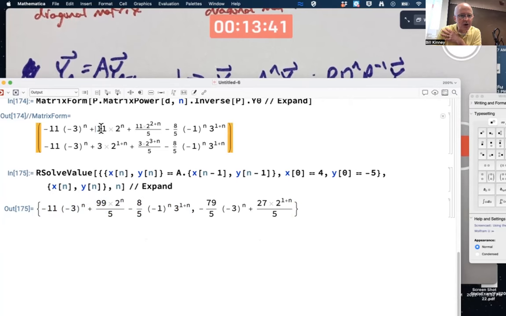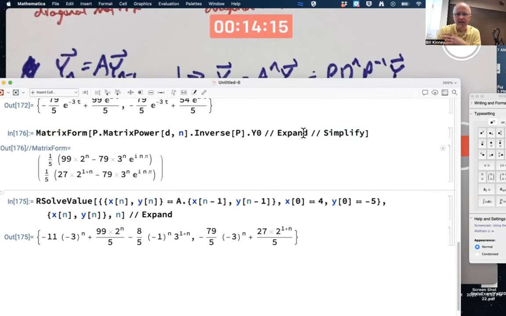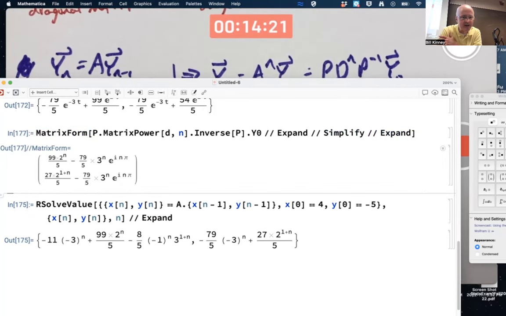Evidently, if we combine these terms involving 2 to the n, it would simplify to that one. Do I believe it? Everything else looks similar enough to make me believe it. Same kind of thing over here. If we combine the 2 to the n terms down here, we evidently get this. And if we combine the 3 to the n terms here and here, we evidently get this. But it's just not written the exact same way. Maybe I should try Simplify here. Okay, then expand again. Okay, yeah, that's looking better.